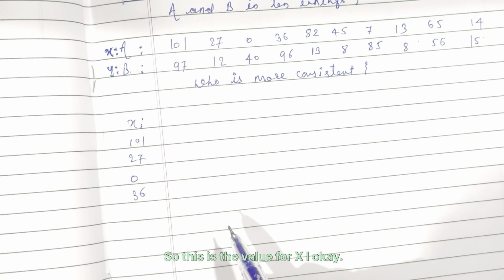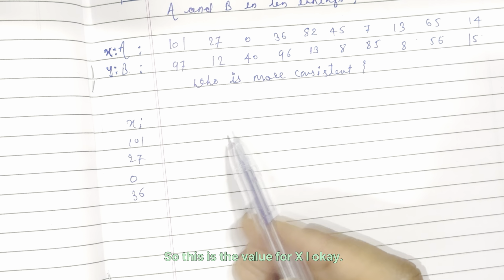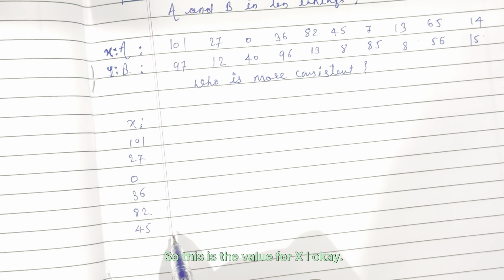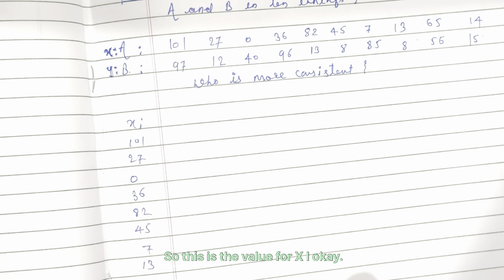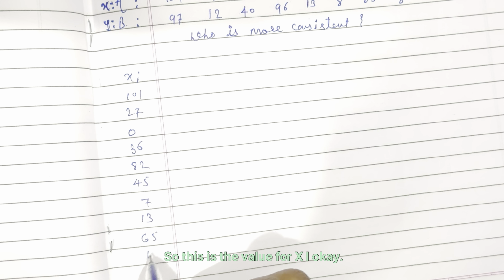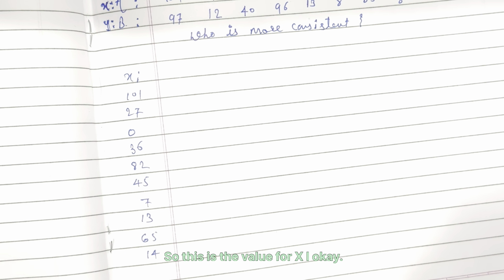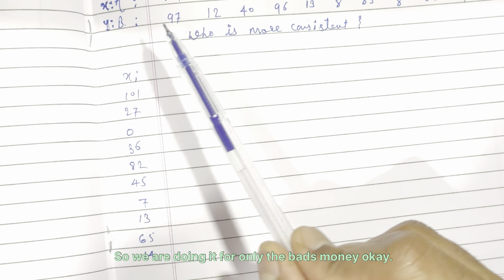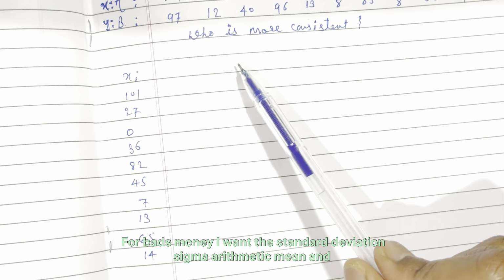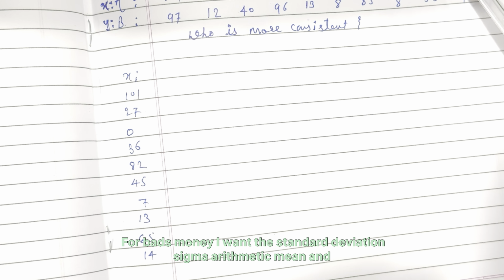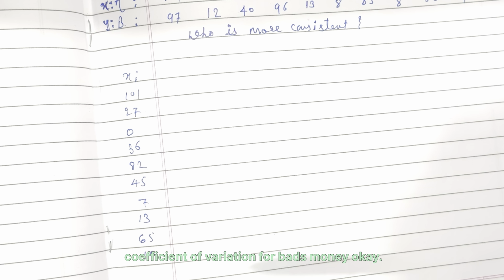I'm going to copy these values here: 0, 36, 82, 45, 82, 45, 0, 36, 82, 45, 7, 13, 7, 13, 65, 14, 65, 14. These are all the xi we have been given guys. So I'm doing it only for batsman A. For batsman A I want the standard deviation, sigma, arithmetic mean, and coefficient of variation.